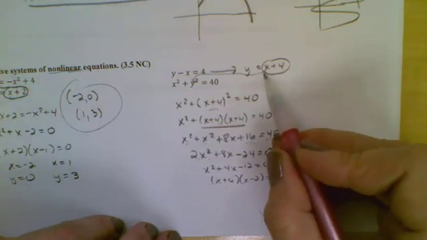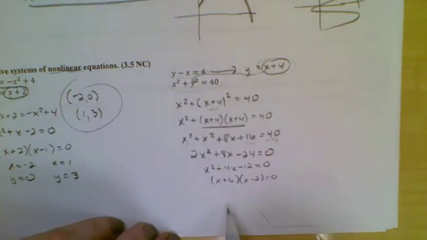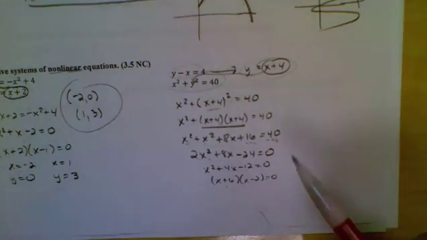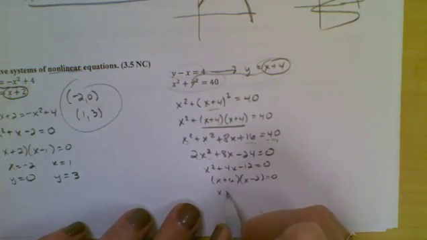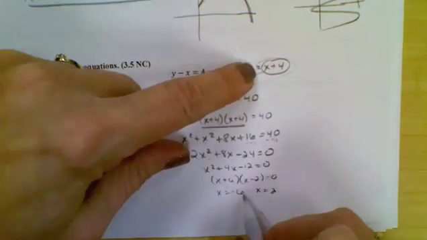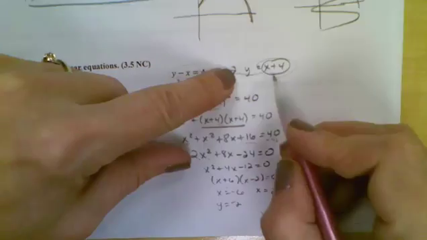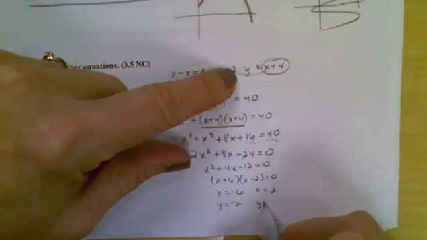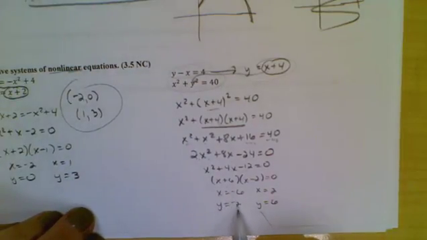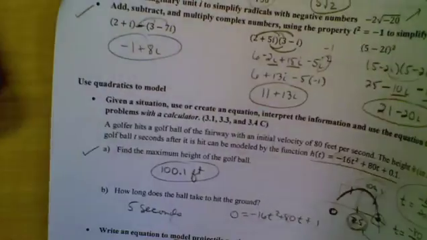Plug that back into any of these equations. You can plug it back into this one, or this one, doesn't matter, to get your y. So I'll let you finish that. Well, actually, I could finish it pretty quick. X equals negative 6, x equals 2. Plug it back in. Y would have to be negative 6 plus 4, so y would be negative 2 here. If I put in x is 2, I get y is 6. So I have the ordered pairs negative 6, negative 2, and 2, 6. Okay? So that's what they mean by solving a system of nonlinear equations.